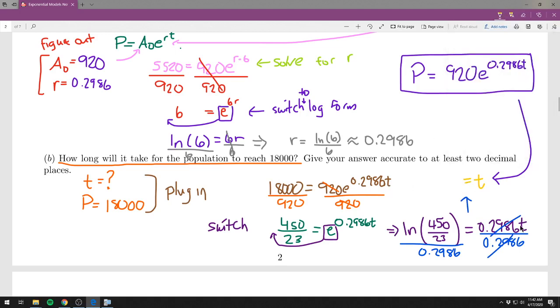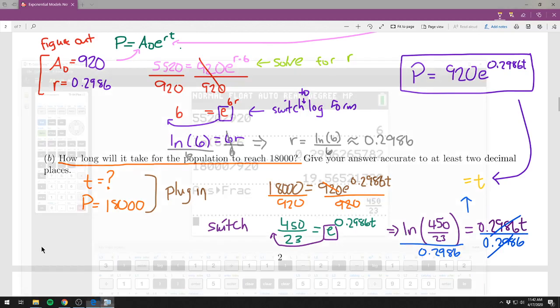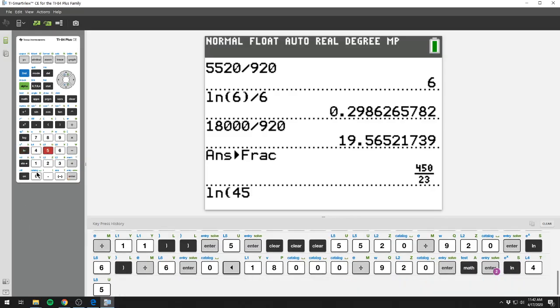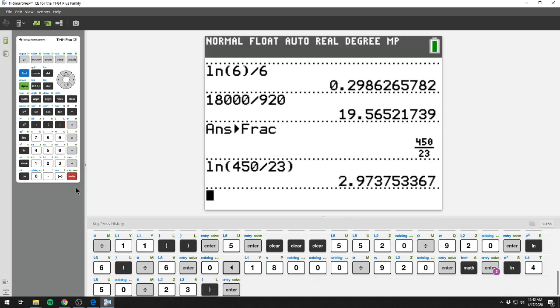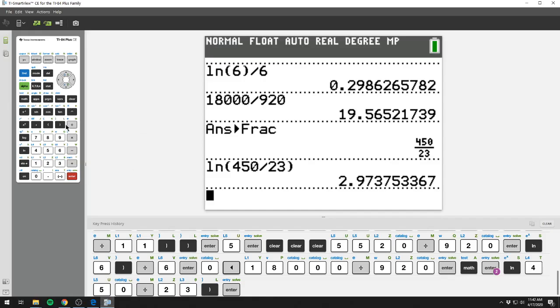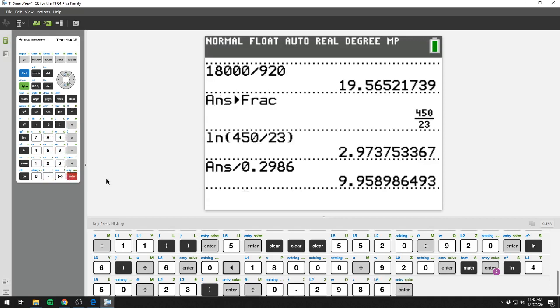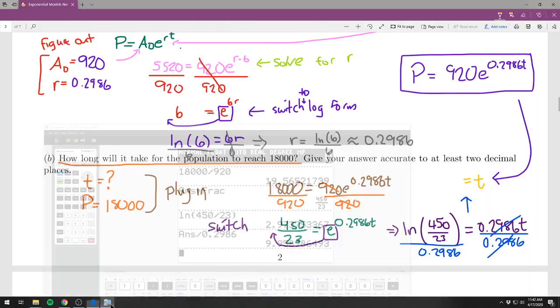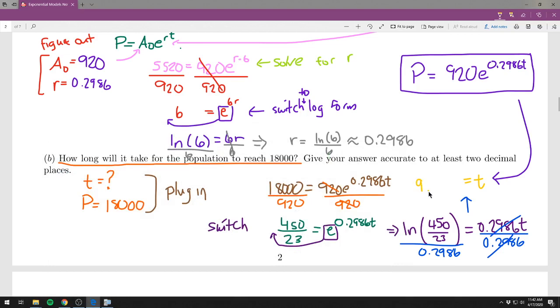Right, on the right side we have t, on the left side ln of 450 divided by 23. Is that number? And I want to divide by 0.2986. We divide by 0.2986. We get 9.96 rounded to 2 decimal places.